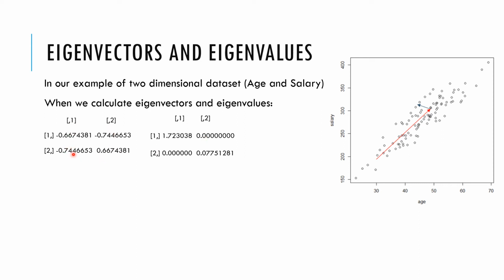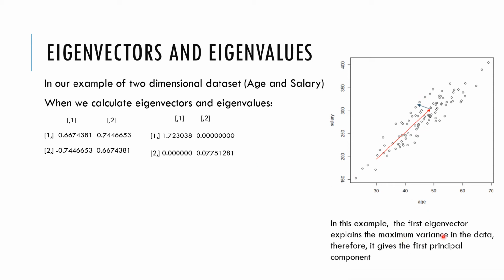So depending on our industry or field, we can decide whether 96% is good enough and we don't need 4%. So we can let go of this, and our two-dimensional data gets reduced to just one dimension, and we meet the purpose, right? So in this example, the first eigenvector explains the maximum variance in the data. Therefore, it gives the first principal component, right?